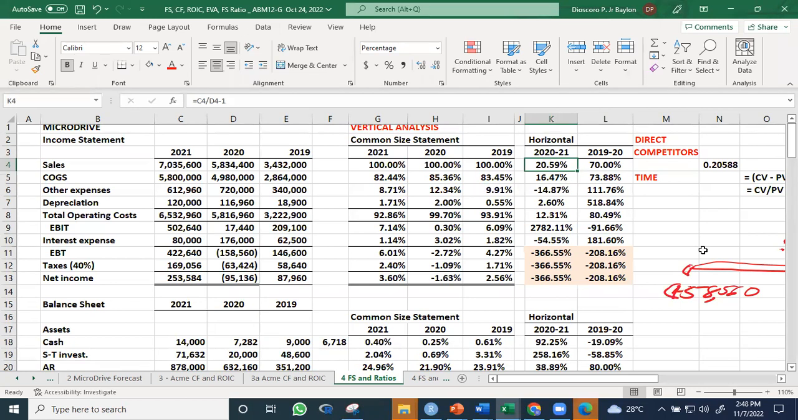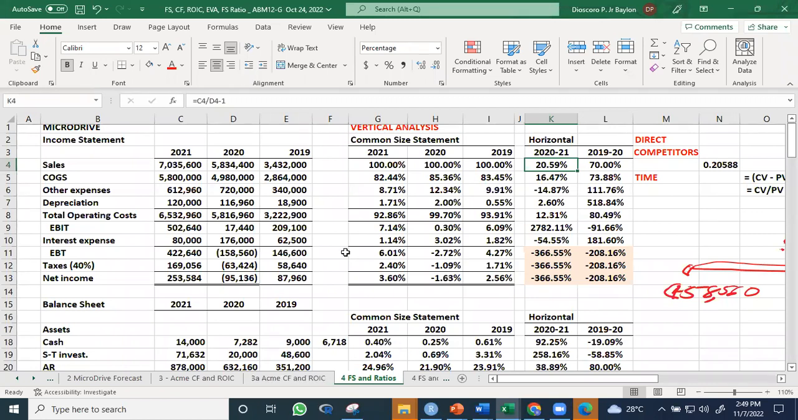So the increase between these two periods, the increase in 2019 to 2020 was greater than that of 2020-21. Okay, so we compare, and then we see if there was an increase in those in the accounts that's being compared between periods.